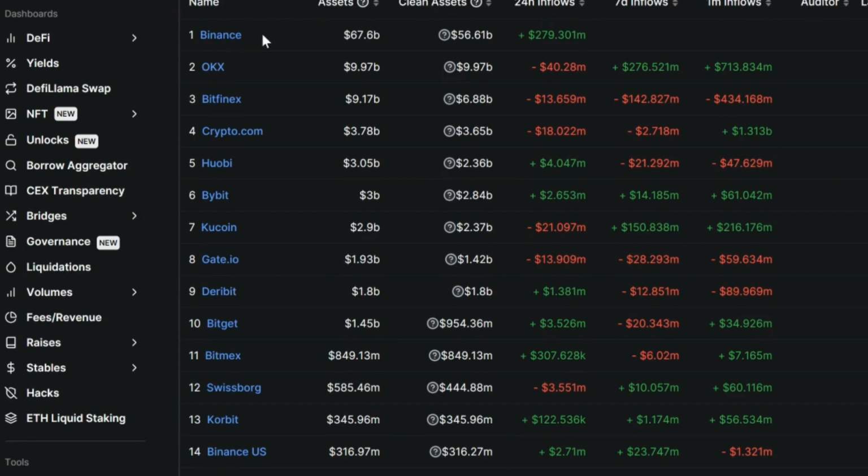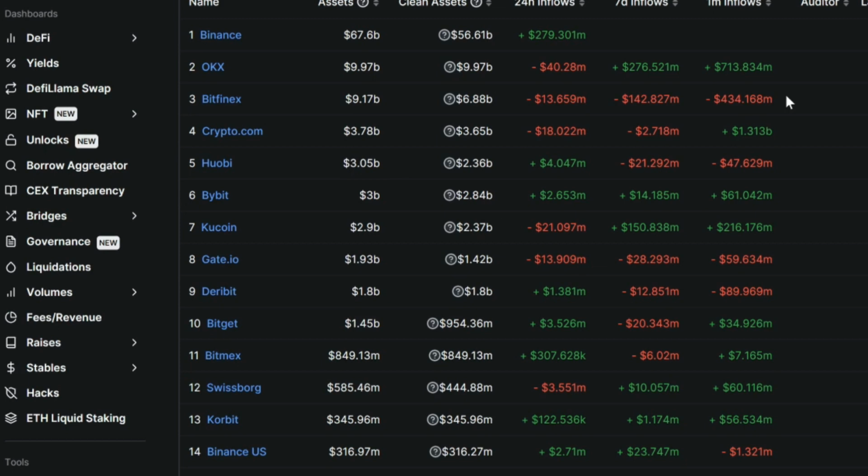Here you see Binance is leading with clean assets of 56.6 billion, a total asset of $67 billion. OKX is the next, and Bitfinex, right? Inflows over 713, outflows over 270. You see that OKX is getting a lot of volumes, right? The same with KuCoin, Bybit, and the rest of them, right? Bitfinex is having a lot of withdrawals.